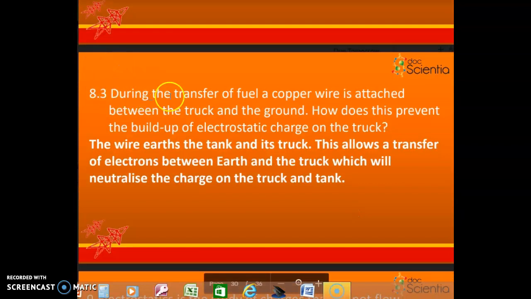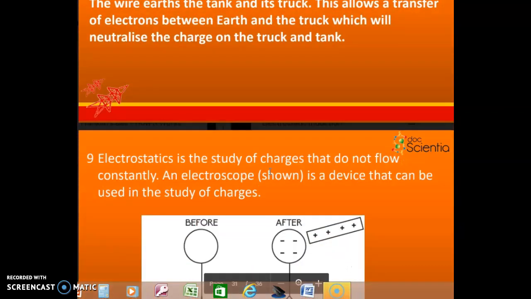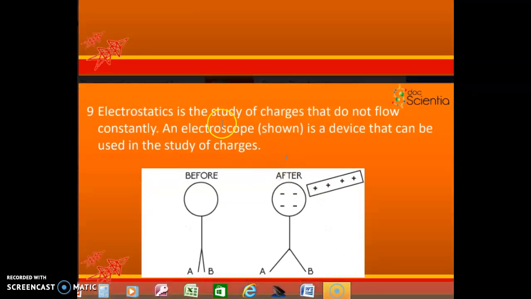8.3. During the transfer of fuel, a copper wire is attached between the truck and the ground. How does this prevent the buildup of electrostatic charge on the truck? The wire earths the tank and its truck. This allows a transfer of electrons between the earth and the truck, which will neutralize the charge on the truck and the tank. Therefore, it will make sure that it does not ignite, make a spark.